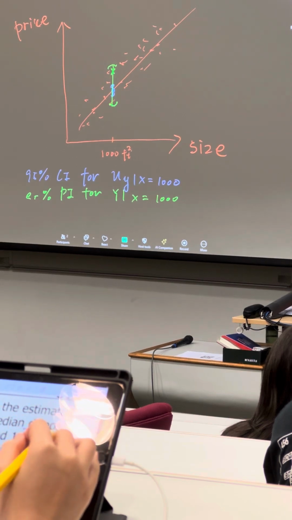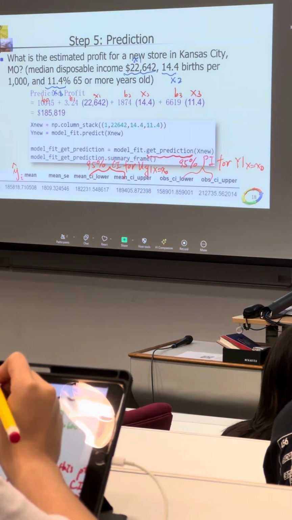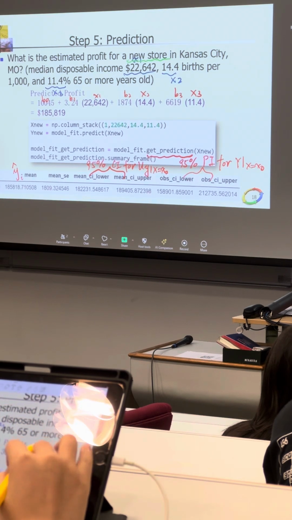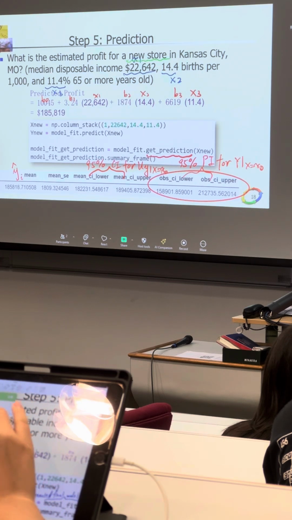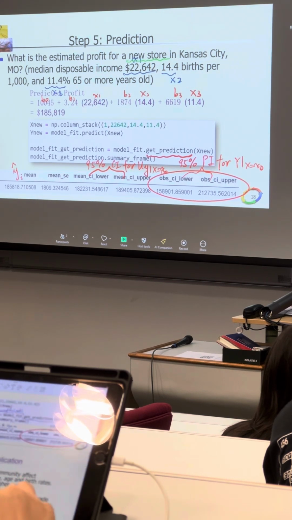So let's continue. Now we go back to our problem. So we are looking at that particular new store. So that is the individual y value, right? So we need to use the prediction interval then. So there's a trick, okay, in the exam.